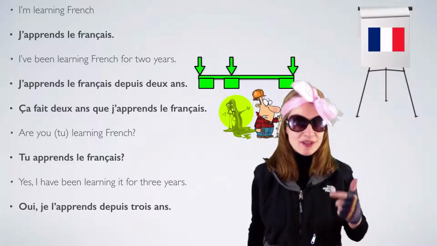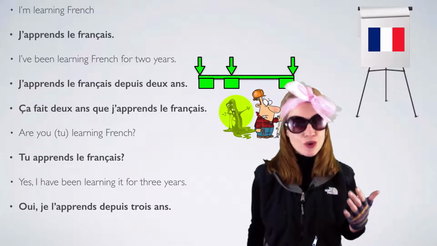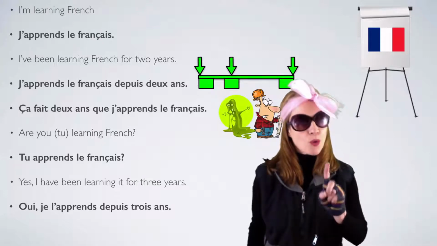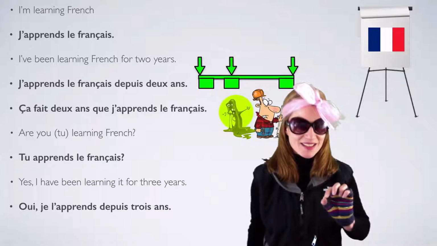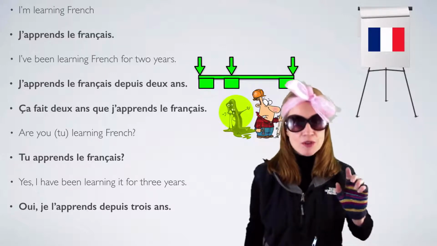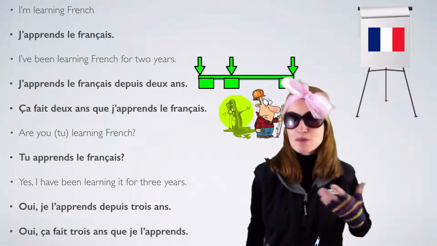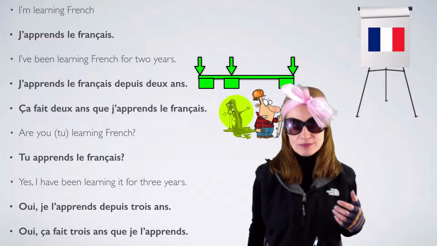So your it now is L apostrophe because apprend starts with a vowel. As soon as you've got an apostrophe, just as in English, you make it sound like one word. It's like we say it is or it's. So you don't say le apprend, you say l'apprend, so it sounds like one word. Or you can say it makes. Oui, ça fait 3 ans que je l'apprends.